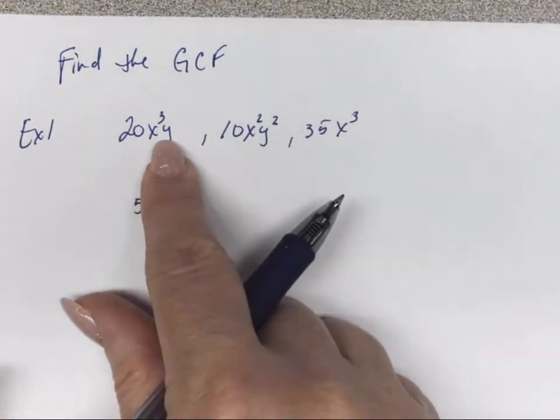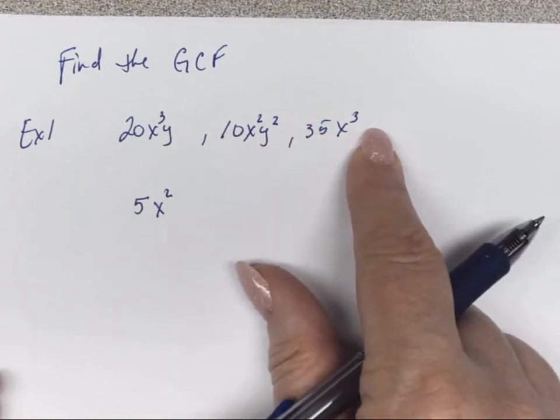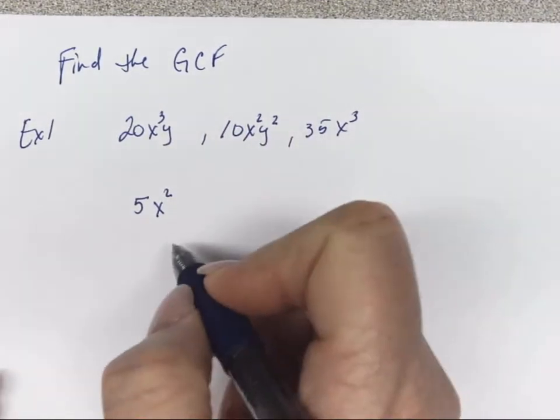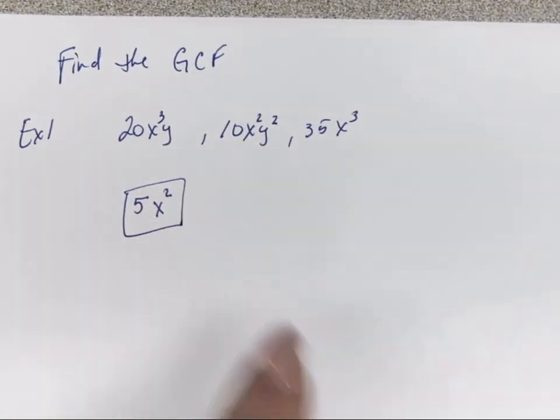And then this one has a y, this one has a y squared, this one doesn't have a y. So this will be our GCF right there. And we just end up with multiplication, whatever you pull out. All right, let's look at example 2.